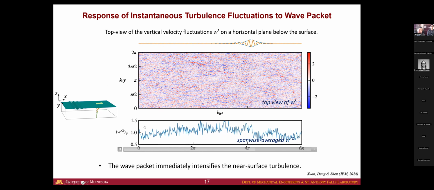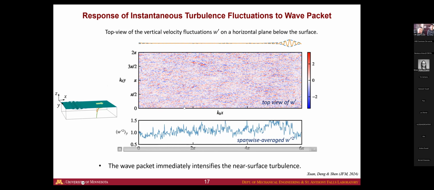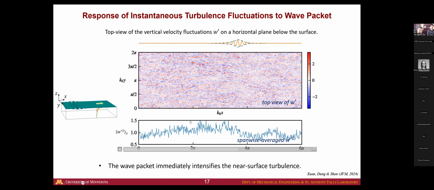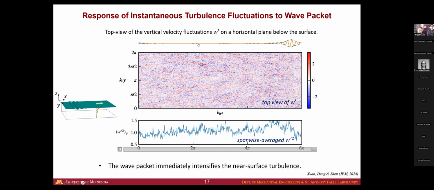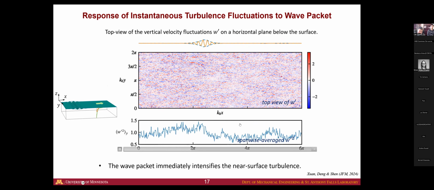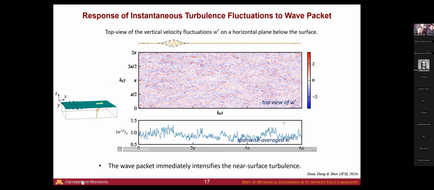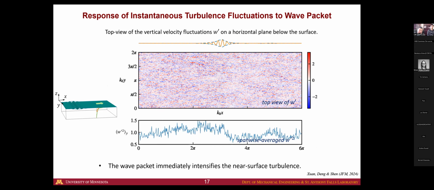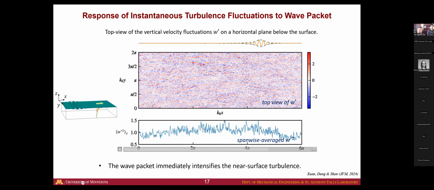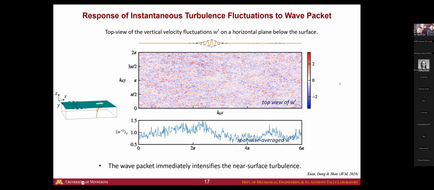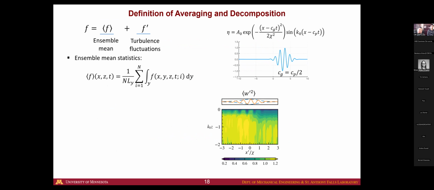The bottom one shows the span-wise averaged velocity fluctuation magnitude. Again, we can see that when the wave group passes, the turbulence gets enhanced very rapidly and very coherently with it. Then after the wave group passes, it dies down. So this shows the effect of a wave packet on the turbulence. With that, we can do some analysis, and due to time considerations, I will just show some representative results.